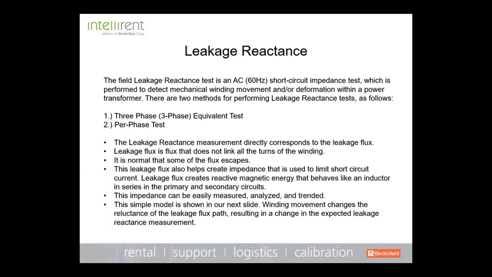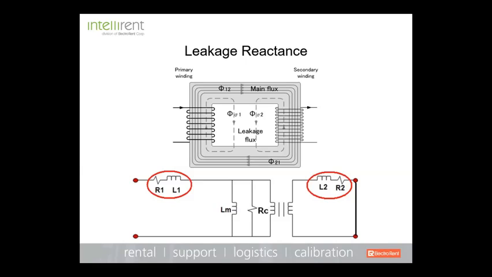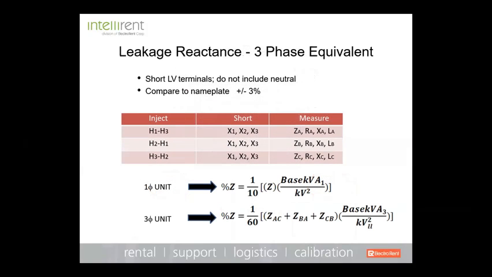So leakage flux creates reactive magnetic energy, and this behaves like an inductor in series in the primary and the secondary circuits. The impedance can be easily measured, analyzed, and trended. And this is a diagram showing how the flux moves through the core and the windings of the transformer. And this is basically what we are going to measure. Now, as everybody knows, when you look at the nameplate of a transformer, it should have the impedance measurement of the transformer stamped on the nameplate.